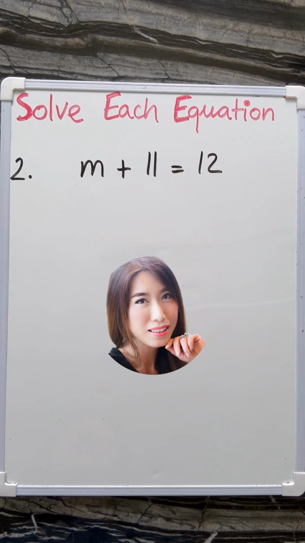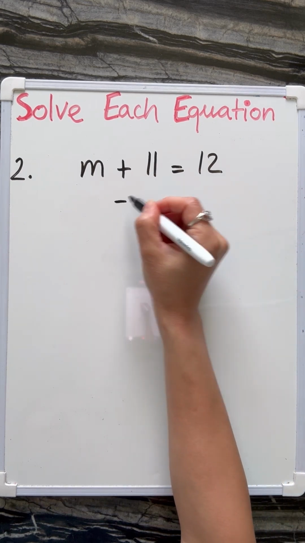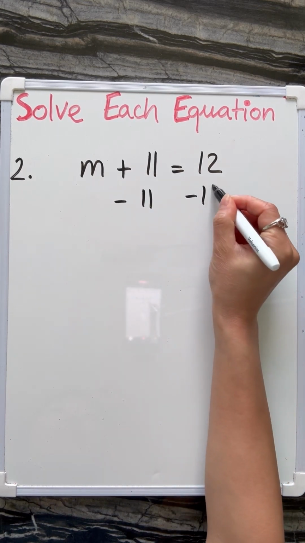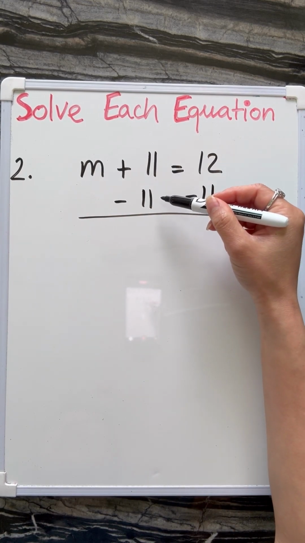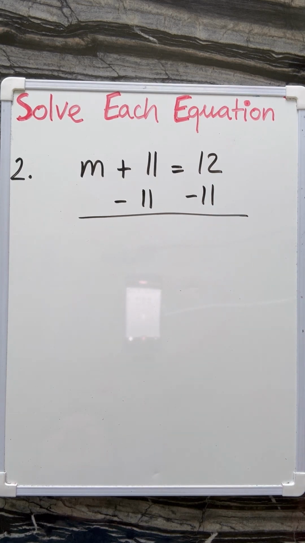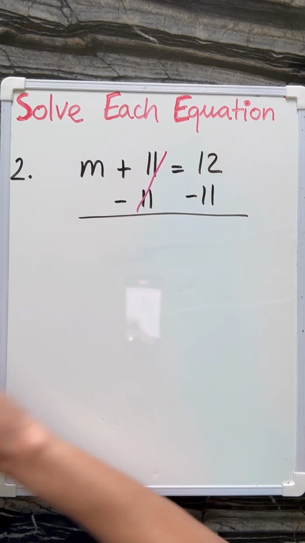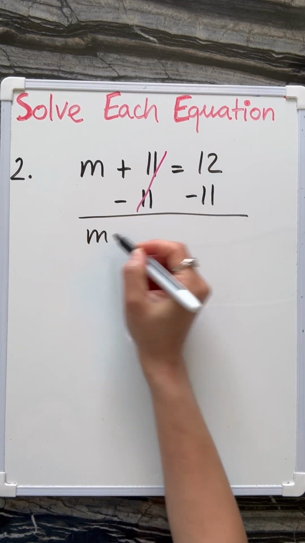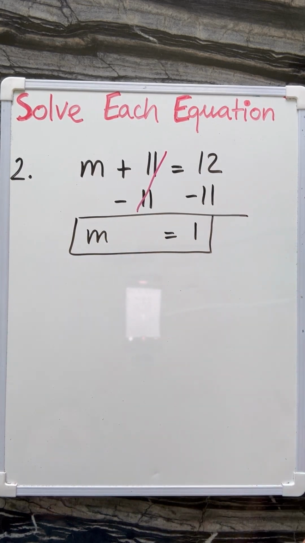Our second equation is m plus 11 equals 12. We want to solve for m. Subtract 11 from both sides. Positive 11 and negative 11 equal 0 because they are additive inverses. So this cancels out. m equals 1. And that is our answer.